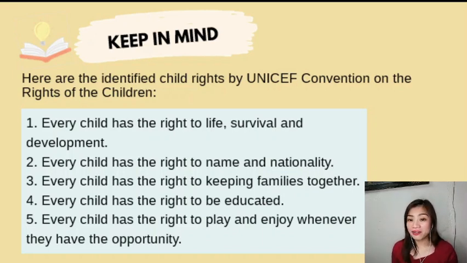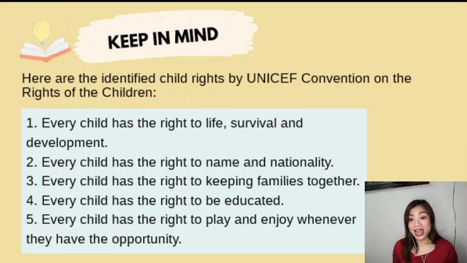Here are the identified child rights by UNICEF Convention on the Rights of the Children. Number 1. Every child has the right to life, survival, and development. In simple words, you have the right to be alive. Number 2. Every child has the right to name and nationality. You have the right to a name, and this should be officially recognized by the government. You have the right to a nationality, to belong to a country.